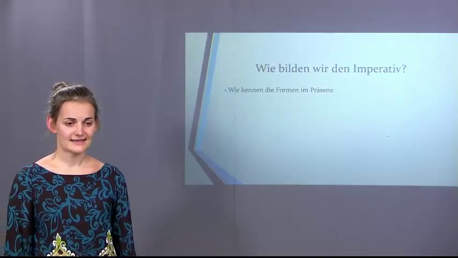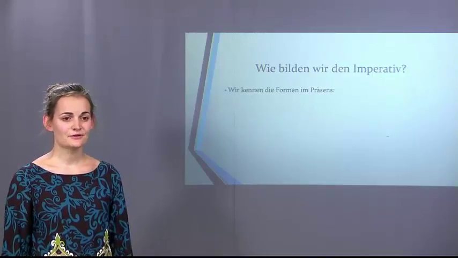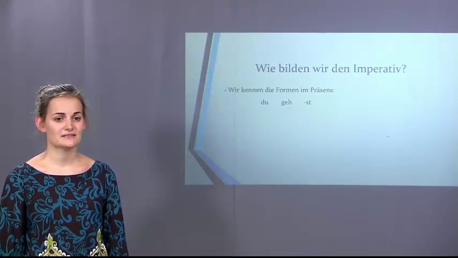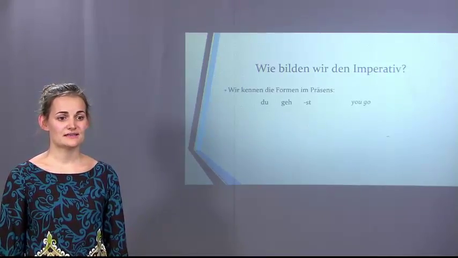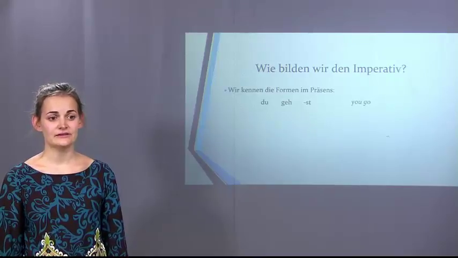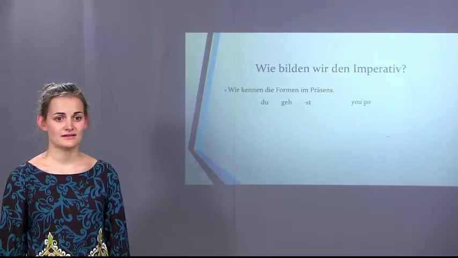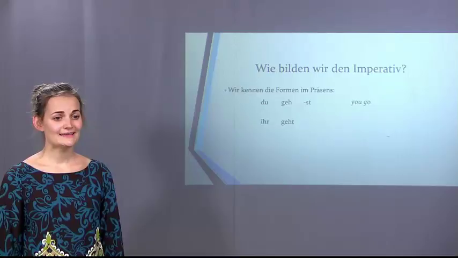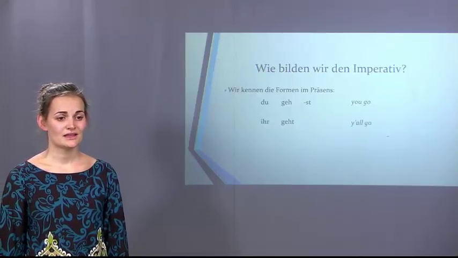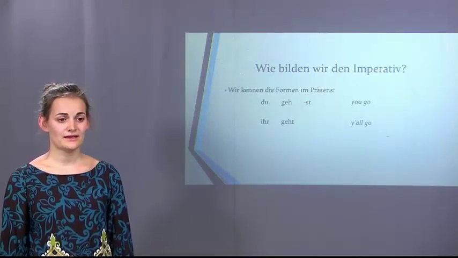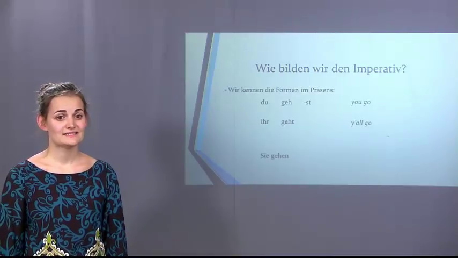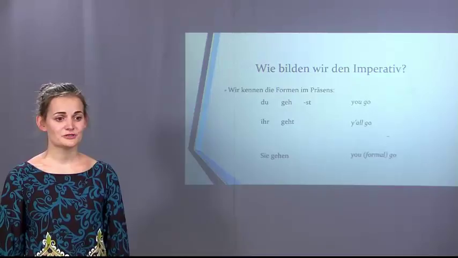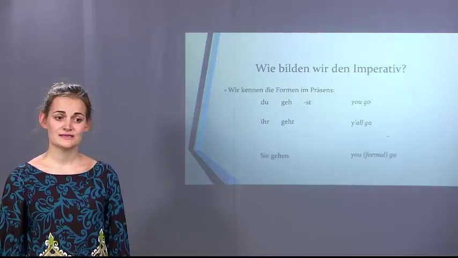First, let's take a step back. You already know these forms in the present tense. Du gehst, you go. So you have the stem G and the ending ST for the second person singular. You know ihr geht, y'all go. That's the second person plural, and you have the verb form geht. And you know the form Sie gehen, which is the formal version of saying you go for either singular or plural.